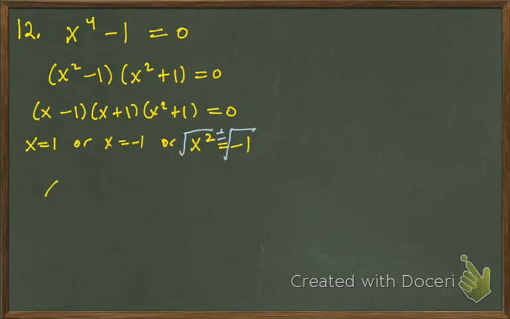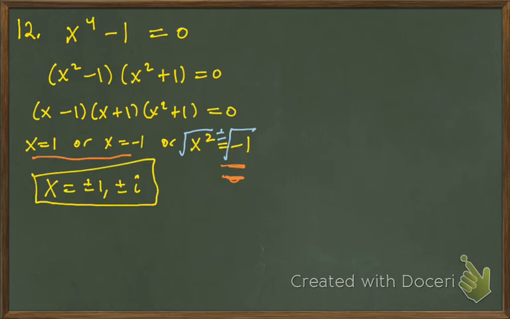And then to undo that square, we're going to take the square root. Don't forget your plus and minus. And if we take a square root of a negative in this context here, we're going to get the imaginary unit i. So our answers for the first two here are 1 and negative 1. For this one over here, we're going to get plus and minus i. So we can write that as x equals plus and minus 1 and plus and minus i. Those are the 4 roots of this polynomial.